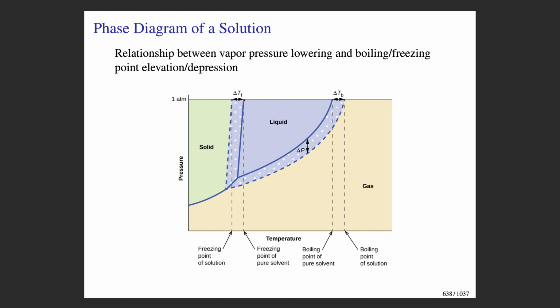Likewise, this point right here represents the freezing temperature. It's the point along the solid-liquid coexistence curve. This point represents the freezing temperature at 1 atmosphere for a pure solvent. Now when you make the solution, it moves this curve to this dashed line here. And so now you see that the freezing point has decreased relative to the pure solvent's freezing point, corresponding to freezing point depression.